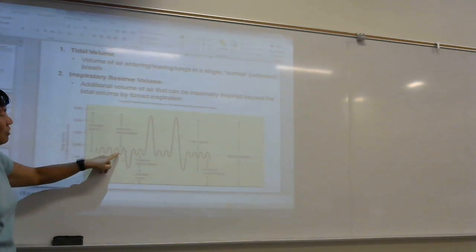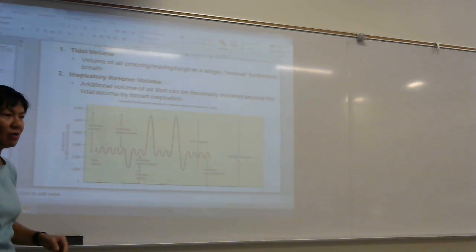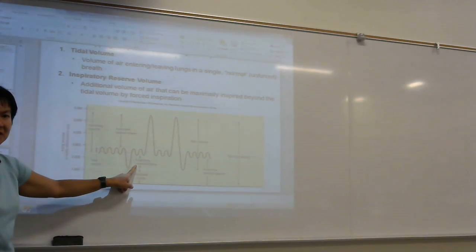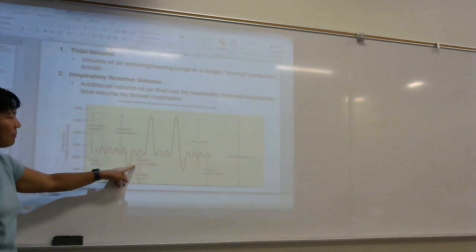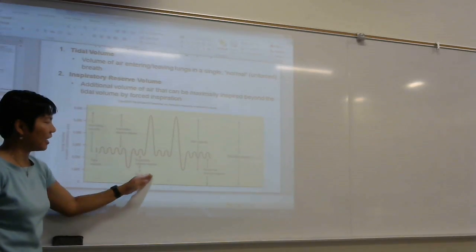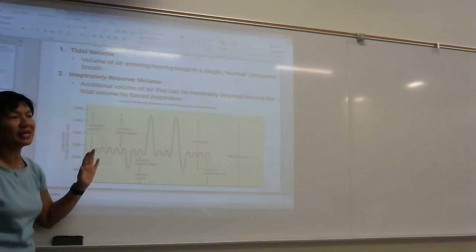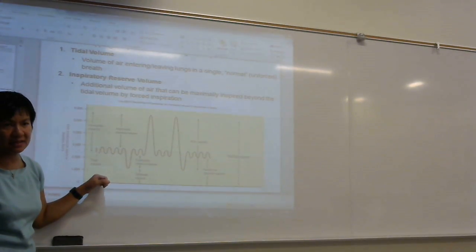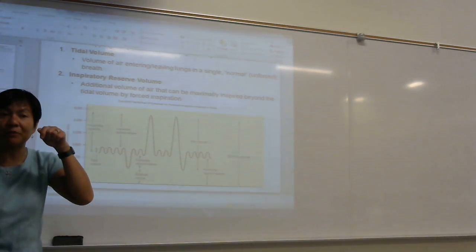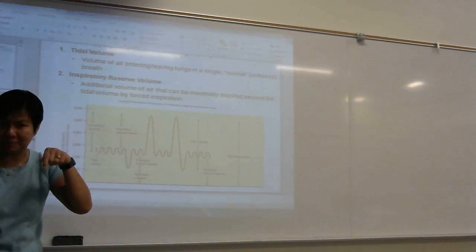Then you know that you can exhale even stronger. This is your expiratory reserve volume. You combine the two, you have your expiratory capacity. Then no matter how long you exhale, there will always be air called residual volume. You cannot get rid of that one. That's the air that's left there to prevent your lungs from collapsing.